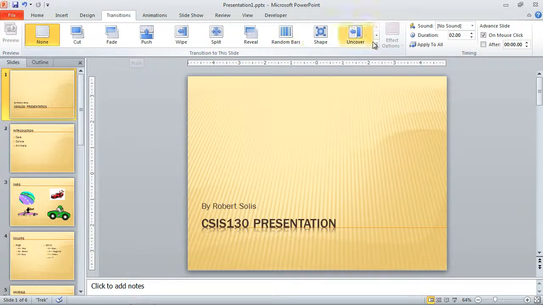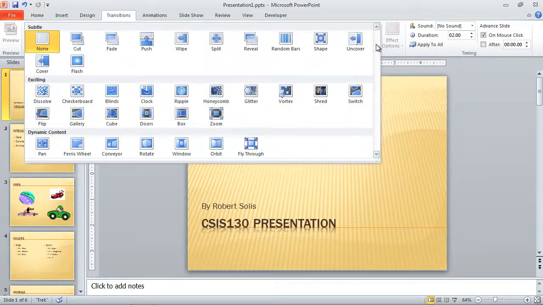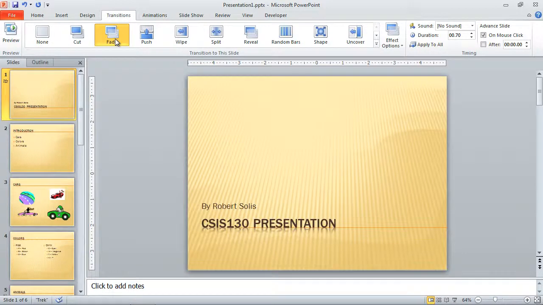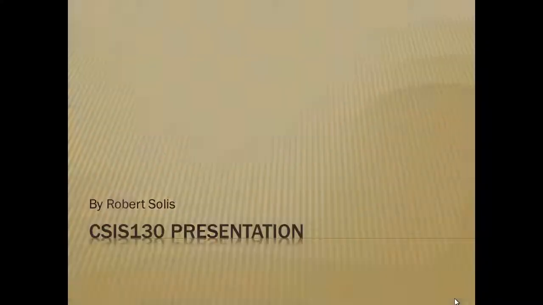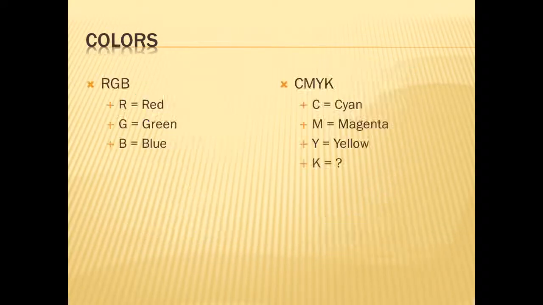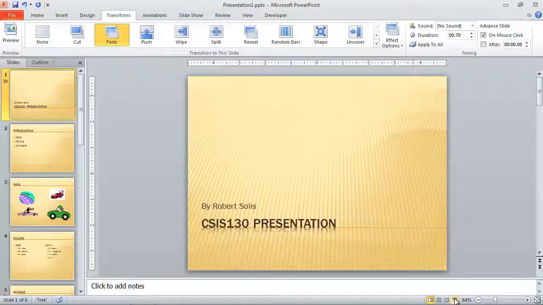So let me go ahead and click the more button so I can take a look at all of the different transitions. Let's say I'm going to go with fade. So I have fade over here, let me click that one, and let's see what happens. Let me go ahead and click this slideshow button, and now you can see how the presentation fades into view, and then when I go to the next slide, nothing's going on. Well, the reason why is when I select a transition, it's only good for that particular slide.